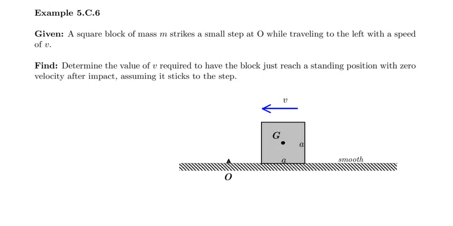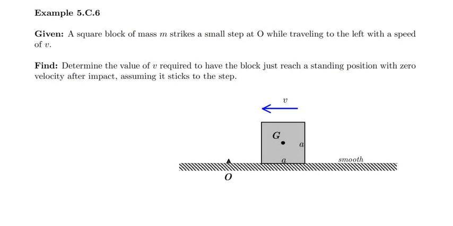Okay, so in this problem we have a square block of mass m, which strikes a small step at O while traveling to the left with a speed of v. Based on this information, we're asked to determine the value of v required for the block to just reach a standing position with zero velocity after impact, assuming it sticks to the step.